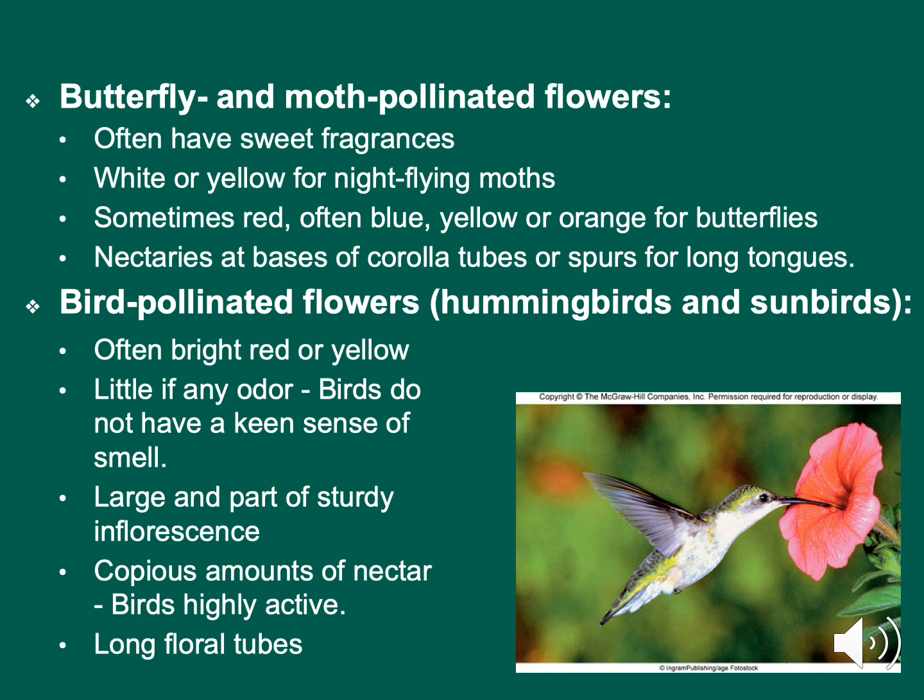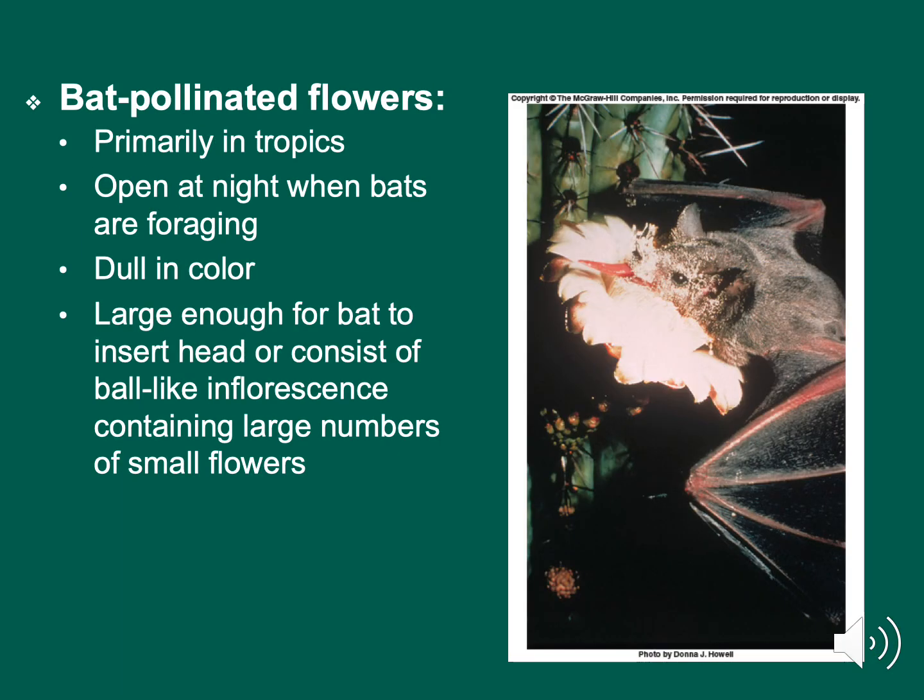Bird flowers are often very brightly colored and don't often have a smell. This is because birds do not have a real good sense of smell, and so they have to be very showy to attract the bird. Some flowers use bats as pollinators. And in order to do this, they must bloom at night because that's when bats are most often flying around. Often they're dull in color, but they offer a reward to the bat, such as nectar, so the bat will fly around.